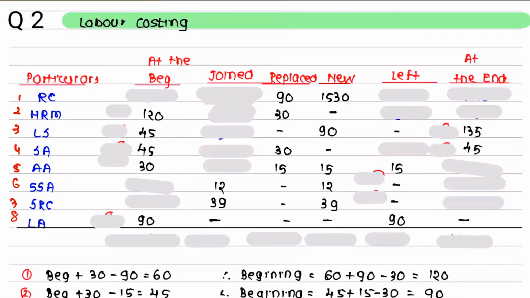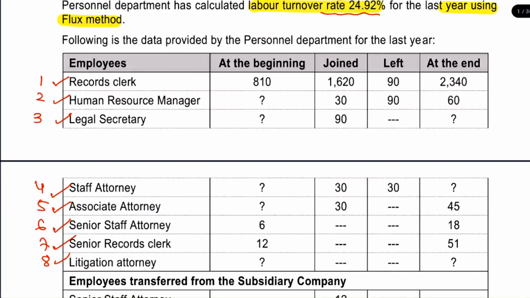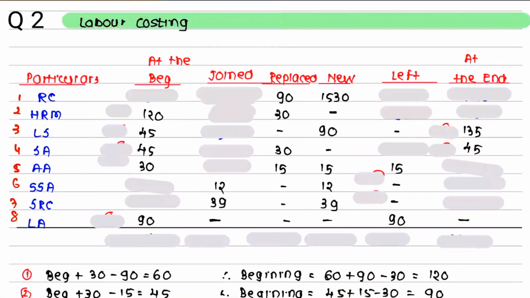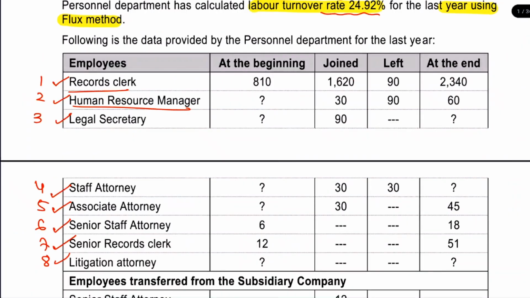So ये नाम मैंने as it is, ये RC बोले तो ये पहला वाला record clerk, HRM, human resource manager. तो I have written HR. So you can write that. ठीक है. So first, are you clear with the first column? Particulars, very easy. Anybody can do that. Okay. Now, so guys, we are clear with the first column. I can say that is this column. Okay. Now, what else? If I see in the question, what is given? There is one. At the beginning, wala data is given. At the end, wala data is given. Okay. And how many joined and how many left?